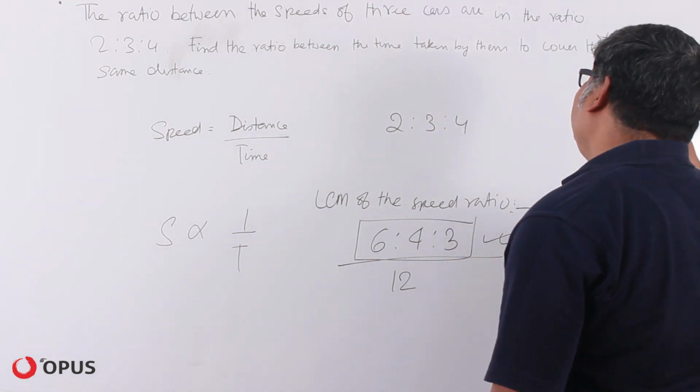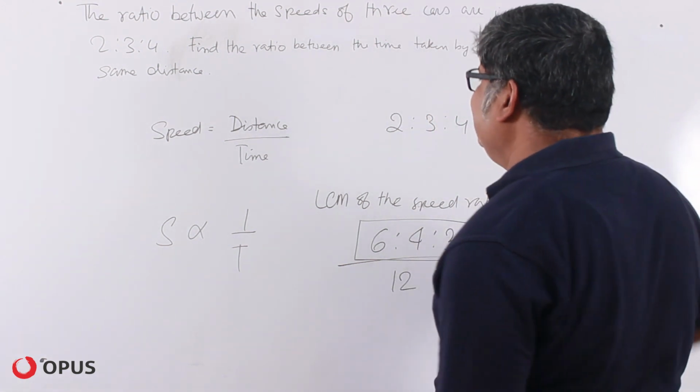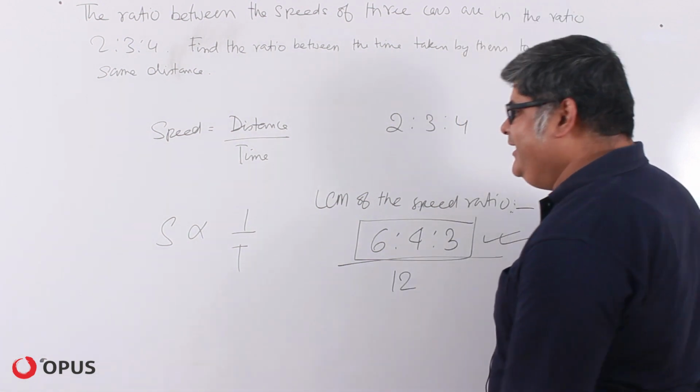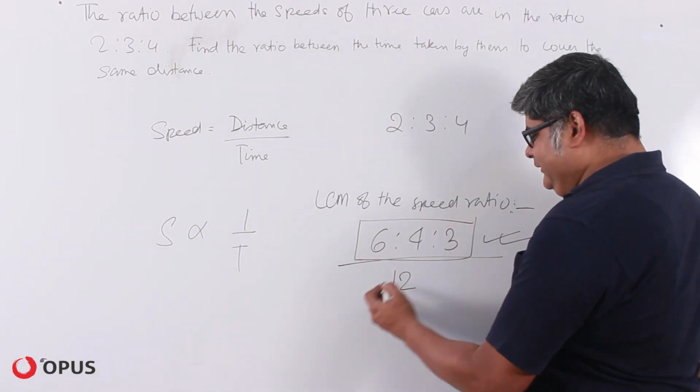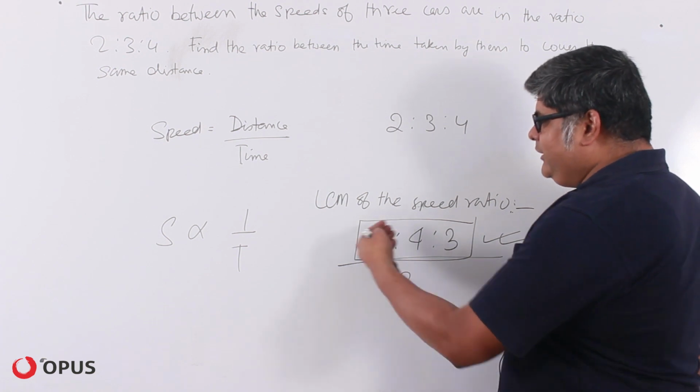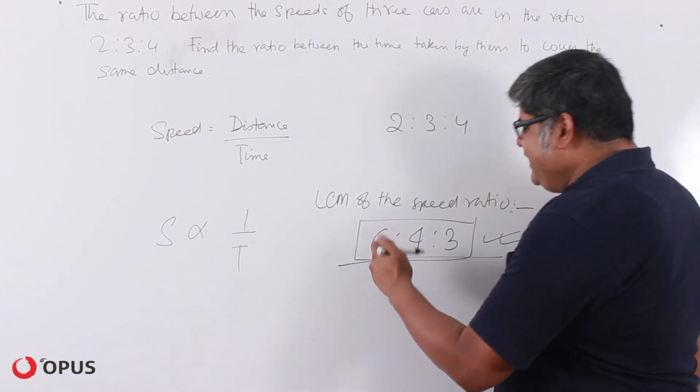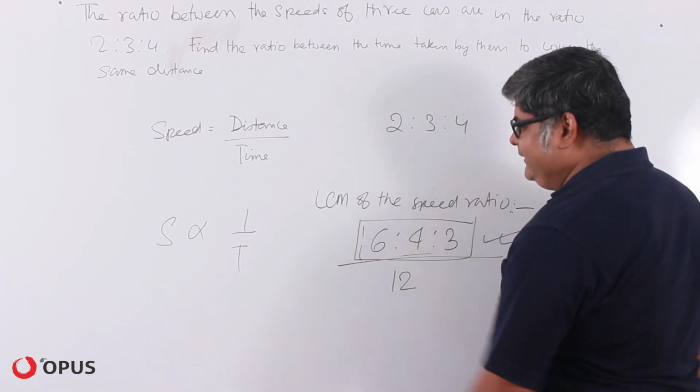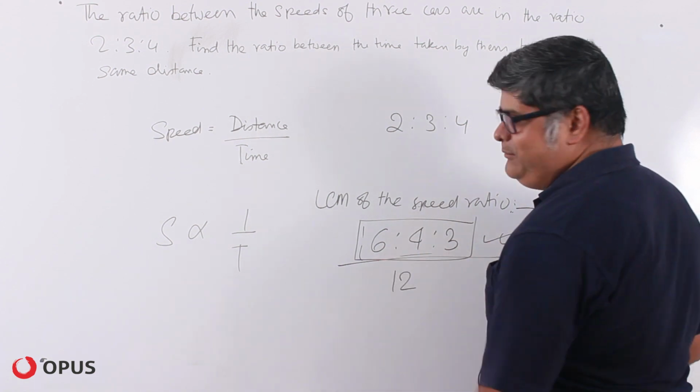So what would be the ratio between the time taken by them to cover the same distance? The ratio of the time would be nothing but, if you take out the LCM of the speeds, whatever comes out from the LCM, the inverse is basically what we call the time ratio.